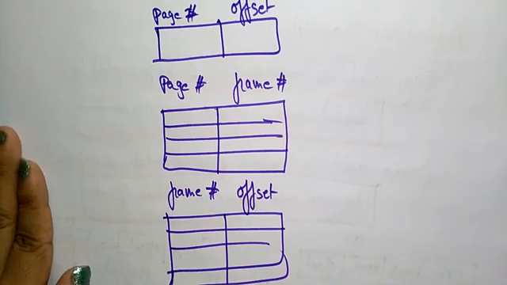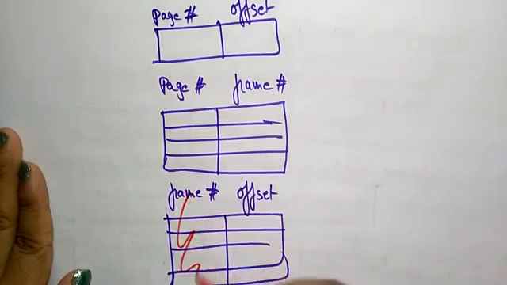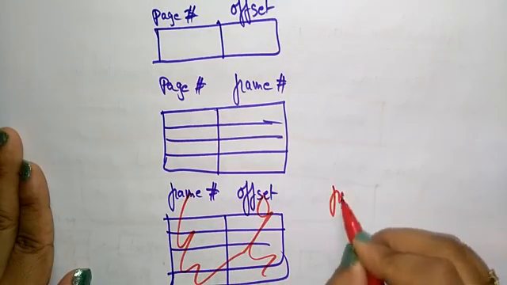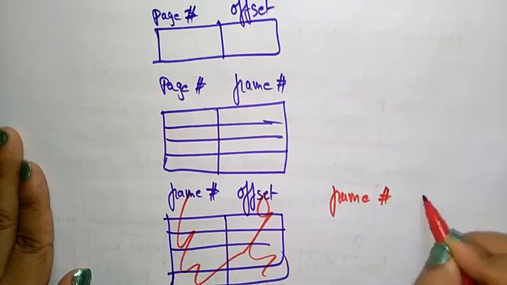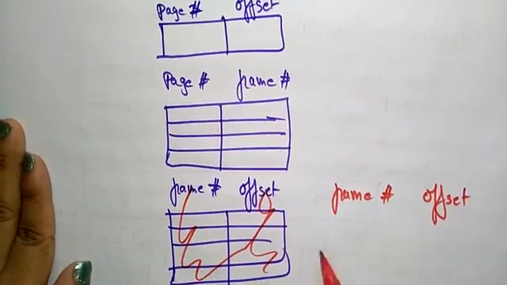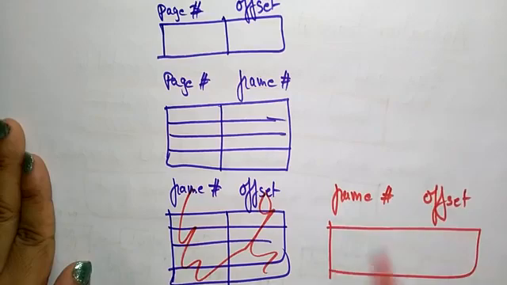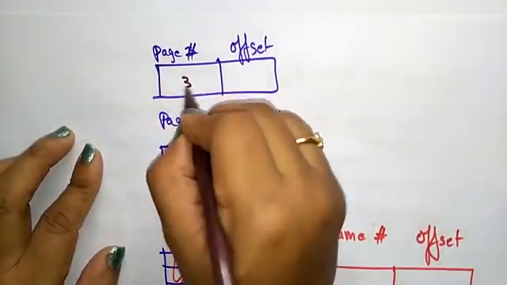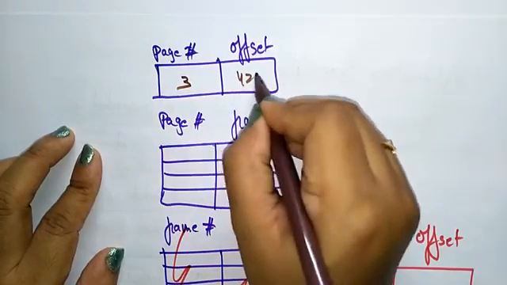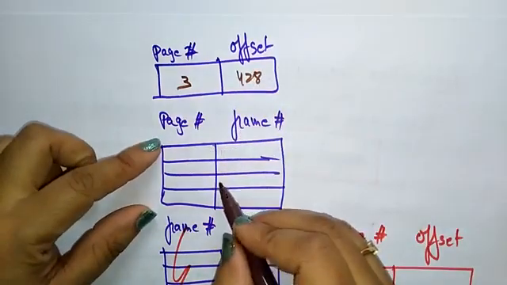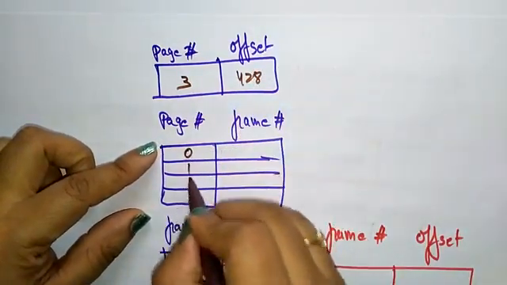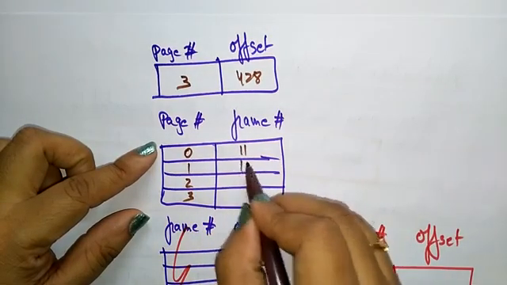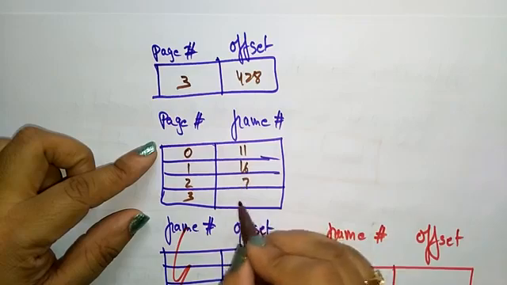Okay, let me write here frame and offset. Suppose the page number is 3 and the offset address is 428. Now coming to the page table. In the page table, the page numbers 0, 1, 2, 3 are there, and the related frame numbers 1, 16, 7, 28 are there.